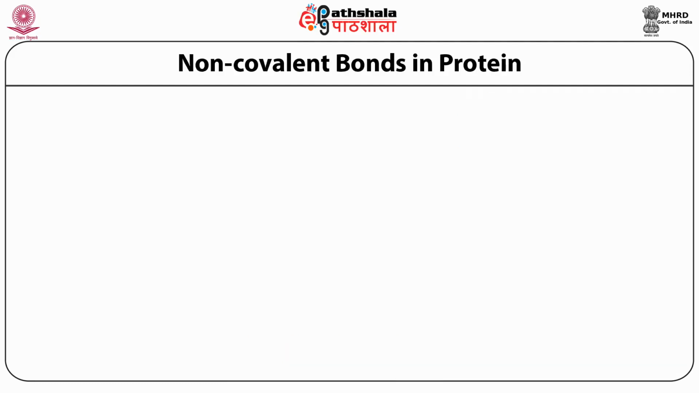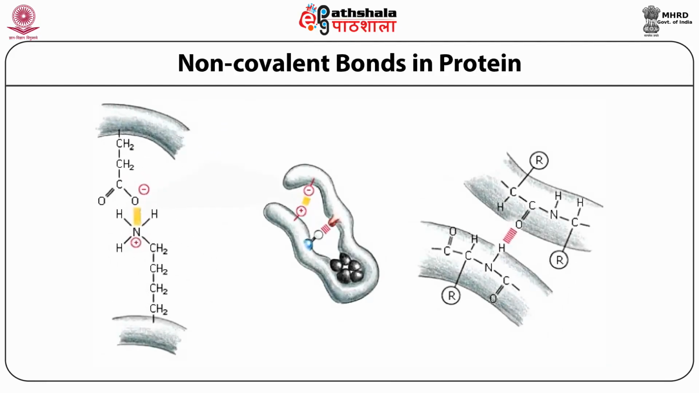So the proteins are non-covalently bonded, and you can see here that there are 3 structures, and the proteins are bonded either through ionic bonds or hydrogen bonds, and you can also see how van der Waals attractions play a role in giving a proper shape to the protein.